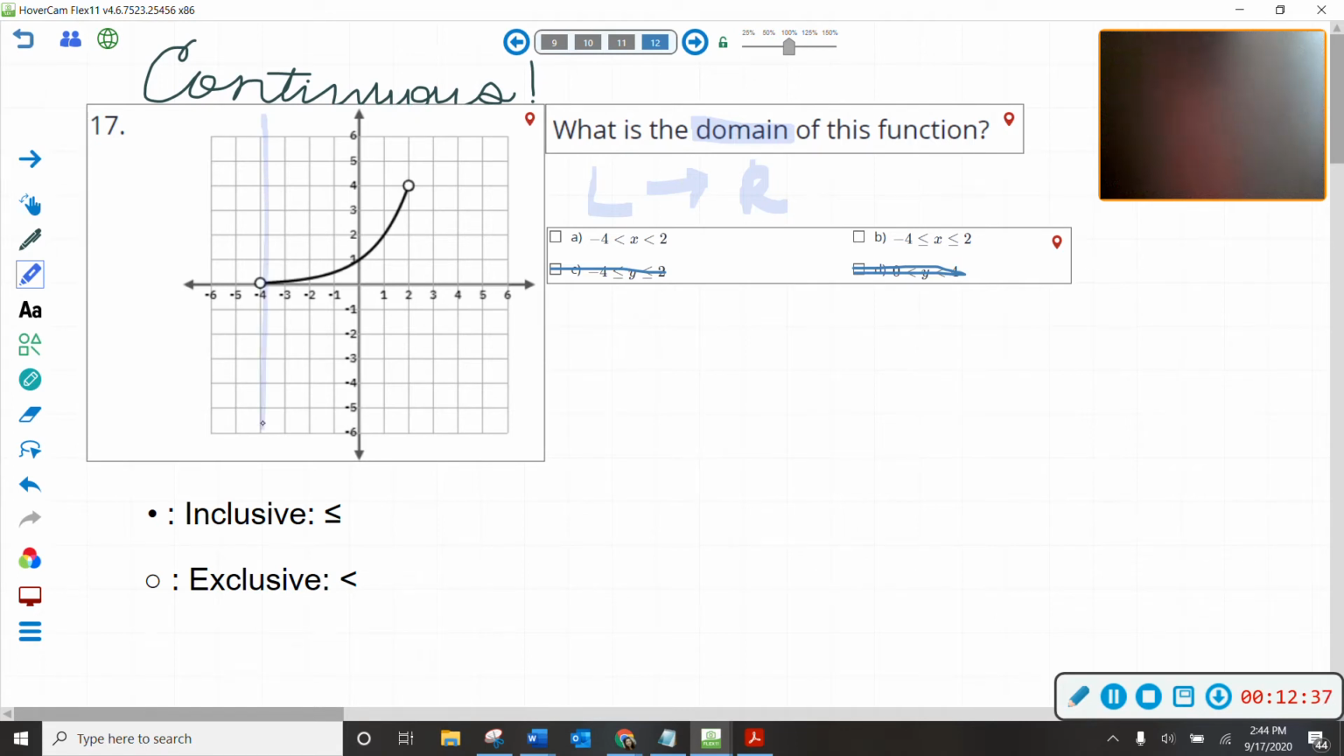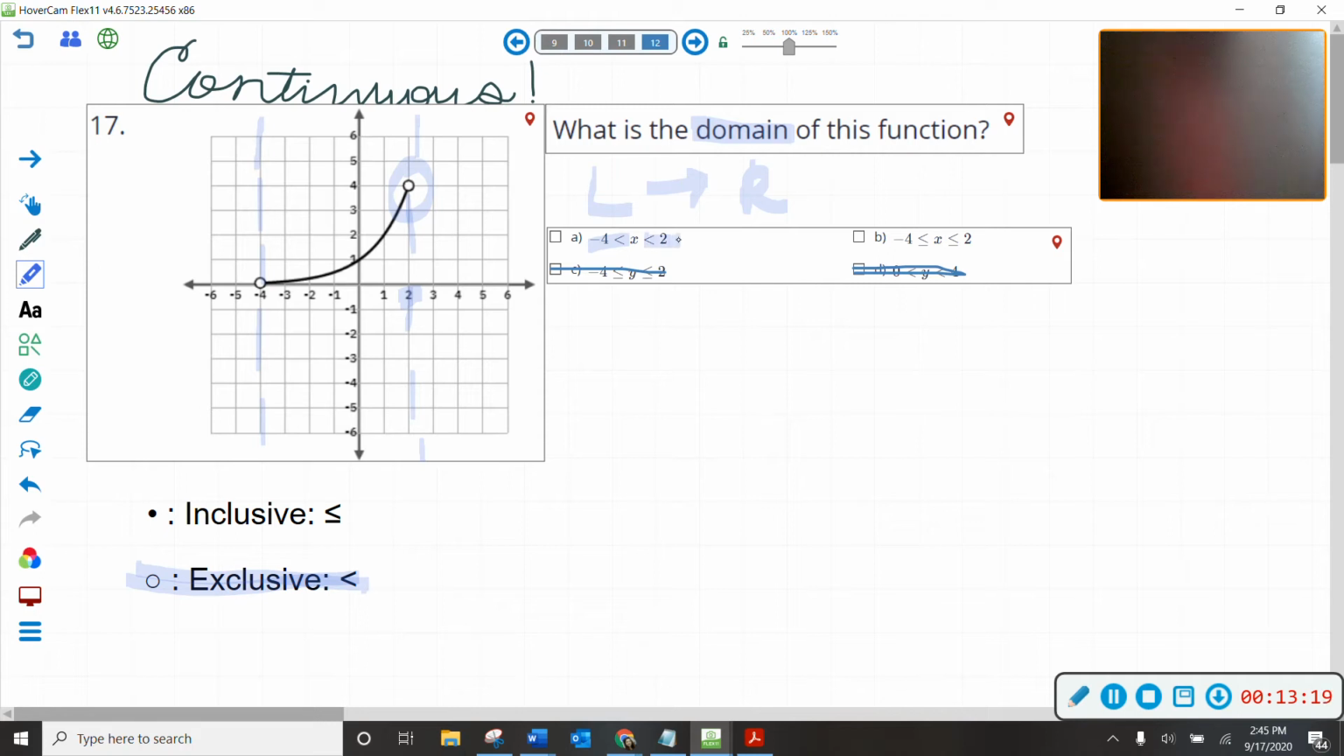Now, actually, I have an open circle there, so I'd like to draw a dashed line because I am not including that value. So we have our exclusive symbol here on -4. And I'm going to go all the way over to the right side. And again, I have another dashed line because I have an open circle. And that's at 2. So again, I'm exclusive at +2.